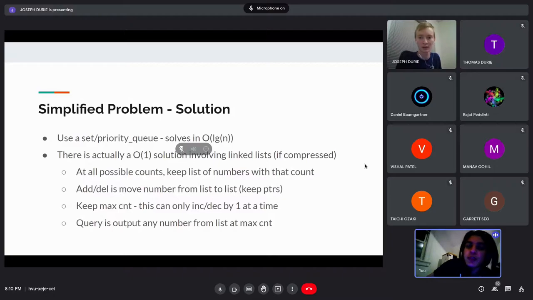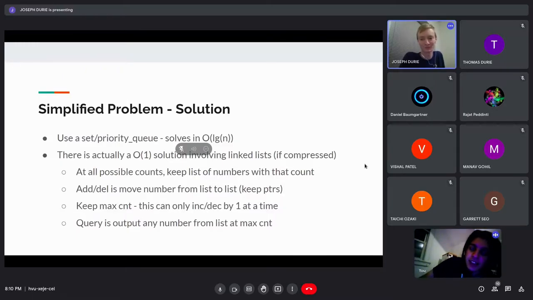The point here is that if you store pointers, so for the value 5, let's say, you store a pointer from 5, from the array, to the linked list node that contains that number 5. Oh, and then you can move that in O(1), because the linked list lets you delete and add quickly.